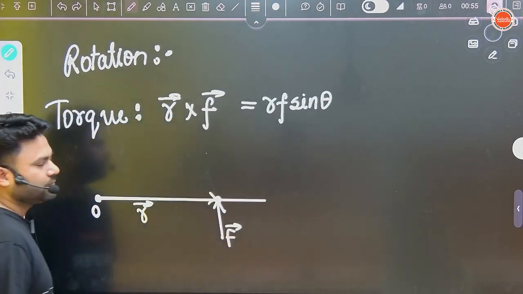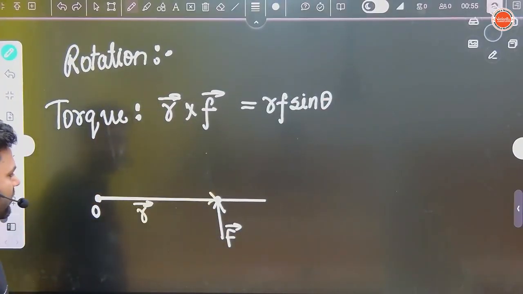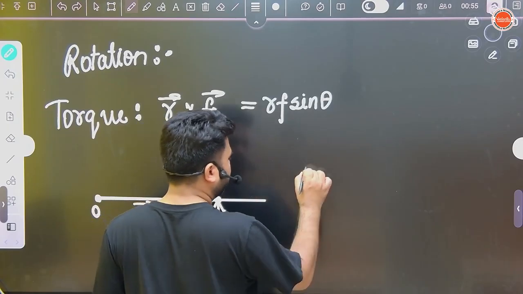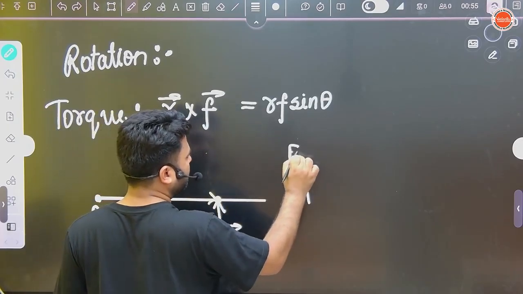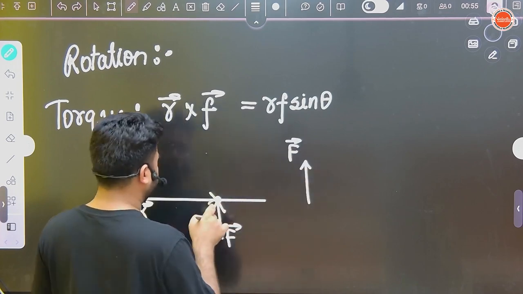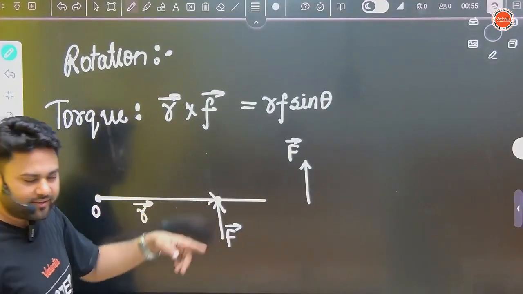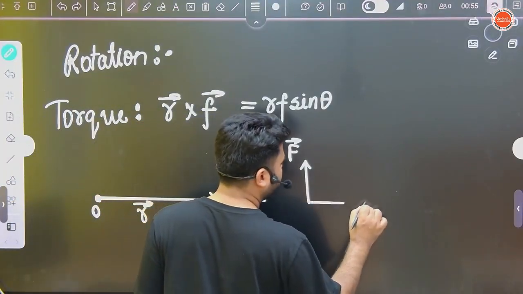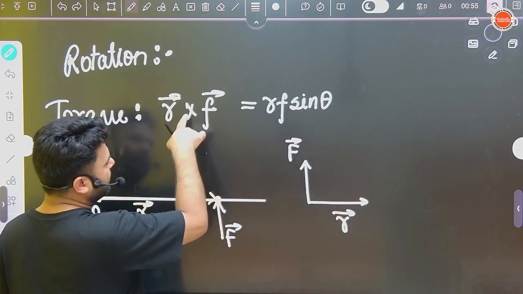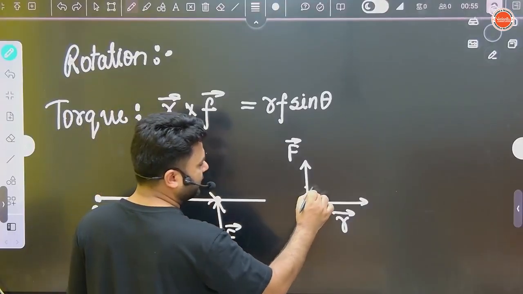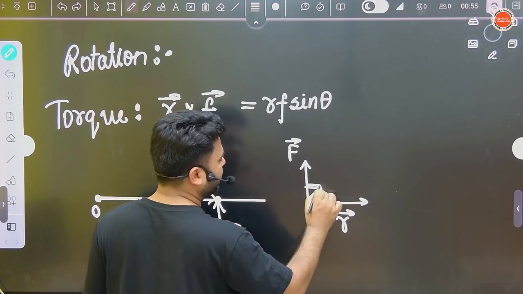Force vector. Now in this example, what you can see? That force vector is up in the north direction. You can draw like this also. And R vector is what? In which direction? East direction. So this is the R vector. So what is the angle here between R vector and force vector? 90 degree. You can see the angle here is 90 degree.